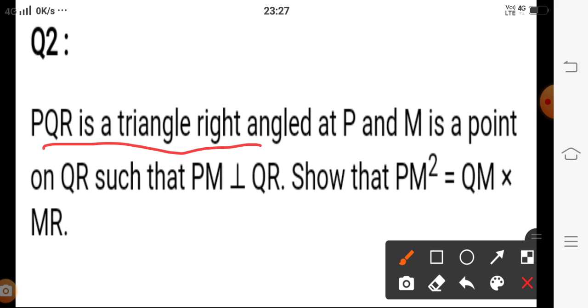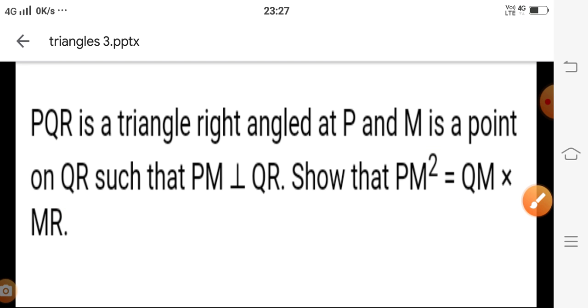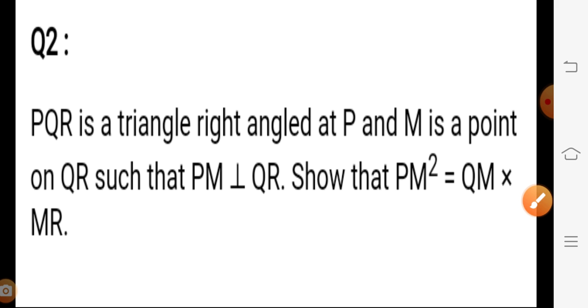Second question is from Exercise 6.5. PQR is a triangle right angled at P, and M is a point on QR such that PM is perpendicular to QR, and we have to show that PM square is equal to QM into MR. Now let us prove this.